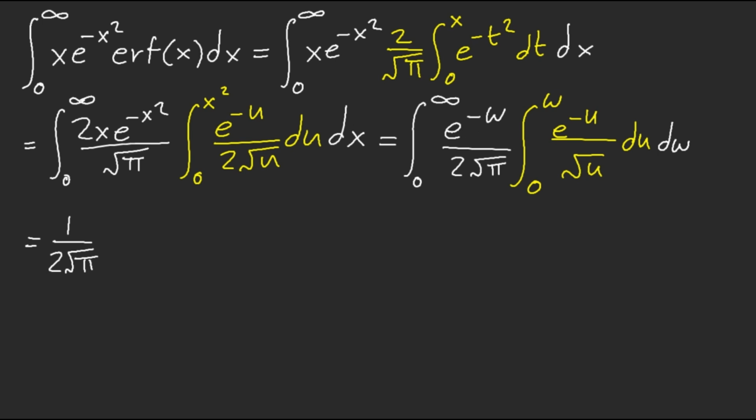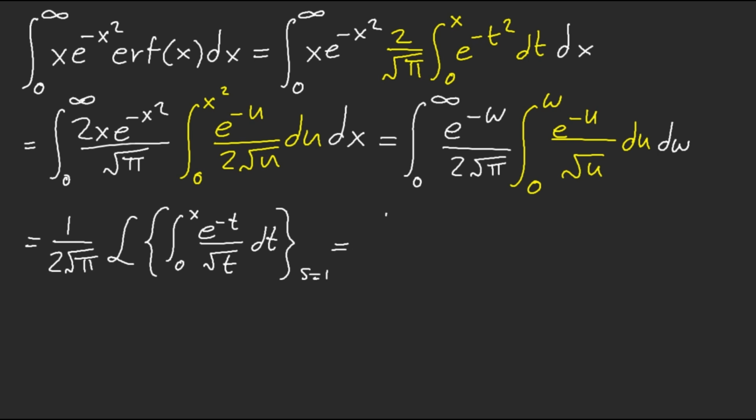So following with this, e to the negative w, so s is equal to 1. So we have the Laplace of 0 to x of e to the negative x over square root of x. Oops, I'm sorry. I should probably not do that. Use a different variable. dt. Okay. And s equals 1. So now what? Well, because s is equal to 1, 1 over s is going to be 1. So if you think about it, this is the same thing as 1 over 2 root pi Laplace of e to the negative t over root t.